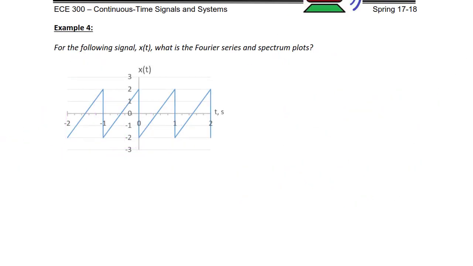Example 4. For the following signal x of t, what is the Fourier series and spectrum plots?